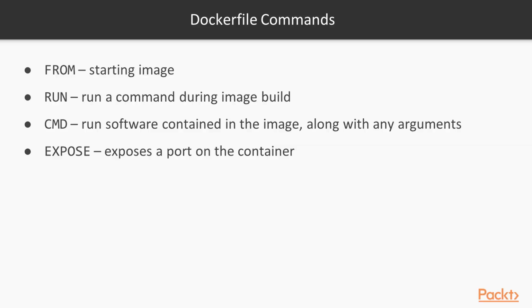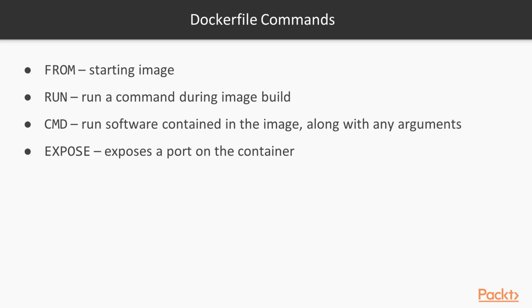So let's look at our Dockerfile commands. Remember that we build an image from a Dockerfile. The first one is FROM, which will be the starting image. It's the image that we're going to start our new image from. For example, it could be an operating system, or in this case, we're using the Golang image. RUN runs a command during the image build. It can be used to create a directory. It can be used to change the permissions on a file, stuff like that.